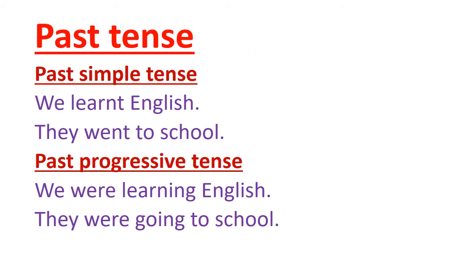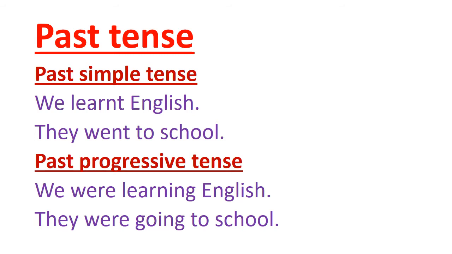Let's go to slide. Past tense. In past tense also, mainly there are two parts. Past simple tense. Past simple tense we use to tell a finished action. We learned English. It has been finished. They went to school. Yesterday, day before yesterday or last month. It is a finished action. Okay.